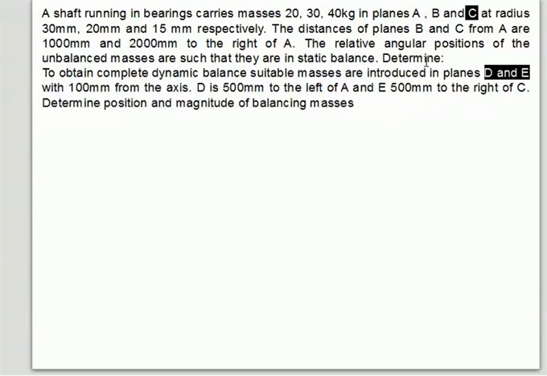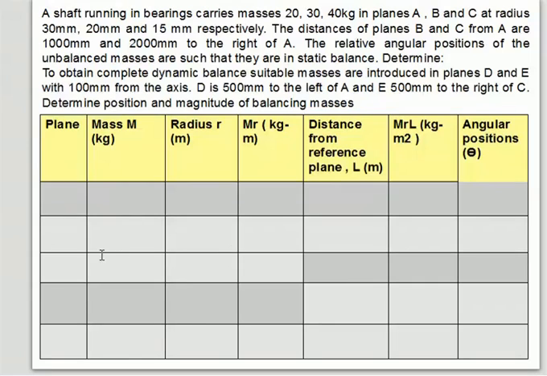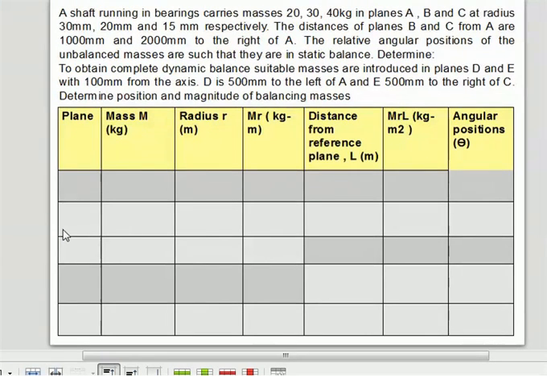So first we'll write a table, and in the previous problem I told you the number of rows in the table depends on the total number of masses. So in this problem there are 3 disturbing masses and 2 balancing masses, so my table should have 5 rows. Different planes in this problem are plane A, followed by plane B, next plane C, and mass present in plane A, B and C are 20, 30 and 40 kg respectively.